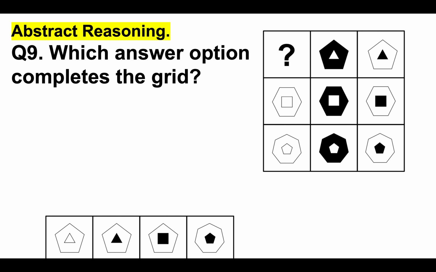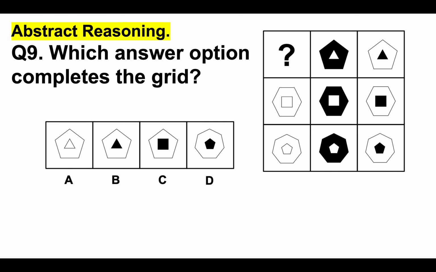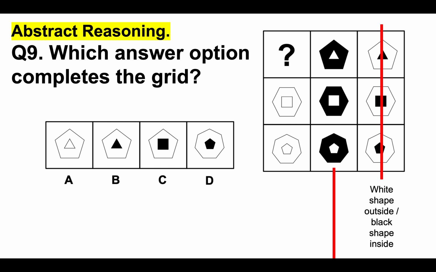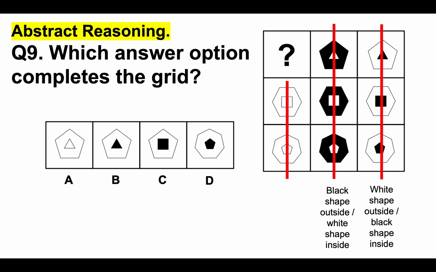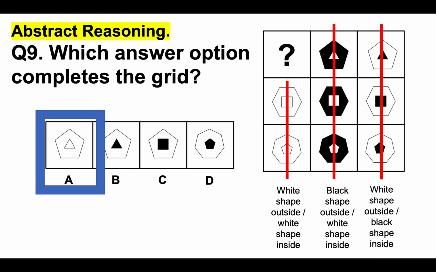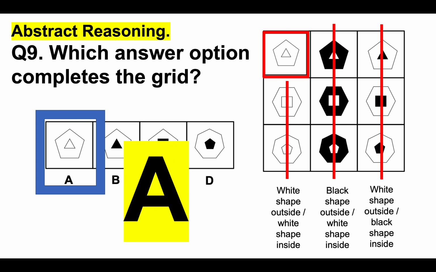Question 9, which answer option completes the grid? Is it A, B, C or D? And we have to decide which one goes there in the top left-hand corner. Now, upon first inspection, these just look like a mass of different shapes. However, if we use a little bit of logic and we start with the right-hand row, we can see there that on the right-hand row, there's white shapes outside and the internal shape is black. In the middle, we have black shapes outside and a white shape inside. And then the one on the left is white shape outside, white shape inside. And the only one from that option, A, B, C or D, the multiple choice options, is A. So the correct answer would be A.